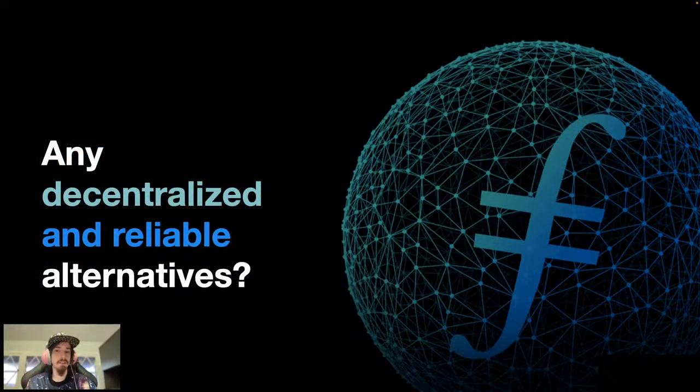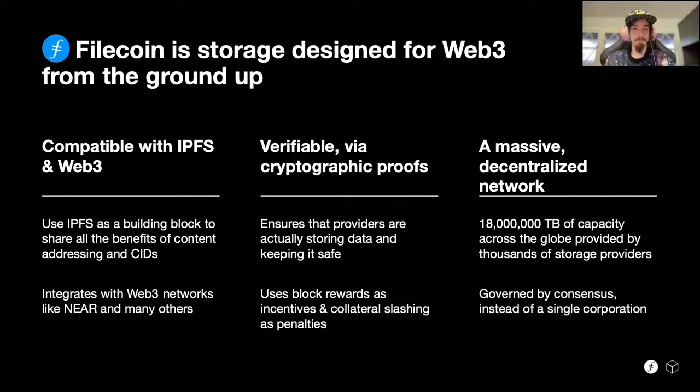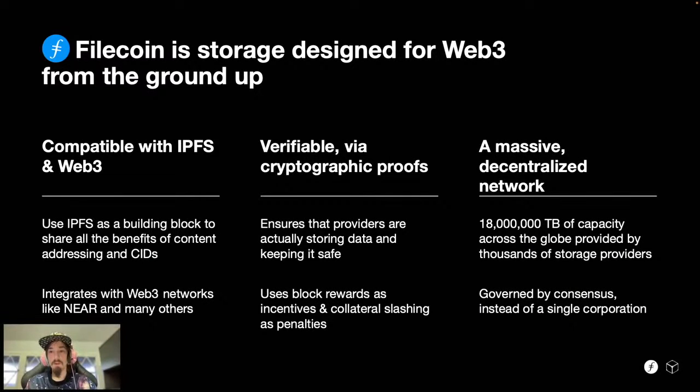So, is there a decentralized and reliable alternative? The answer is yes. And this is where we start talking about Filecoin. Filecoin is storage designed for Web3 from the ground up. It's compatible with IPFS and other existing Web3 technologies. It's cryptographically verifiable, so you can store CIDs on any blockchain, really, and reliably retrieve the same data every time, provided you have a storage deal made over Filecoin.